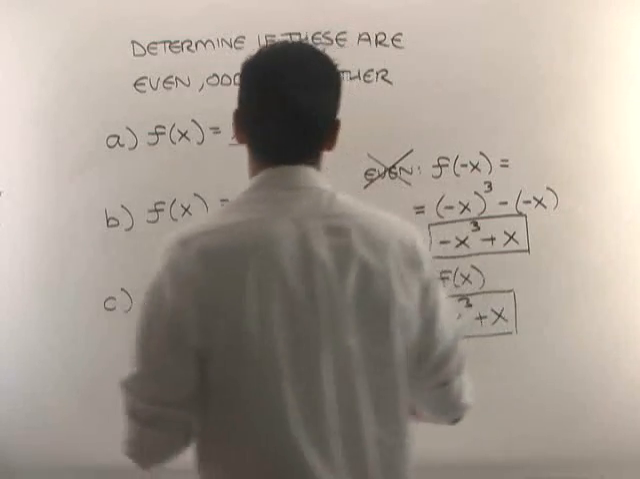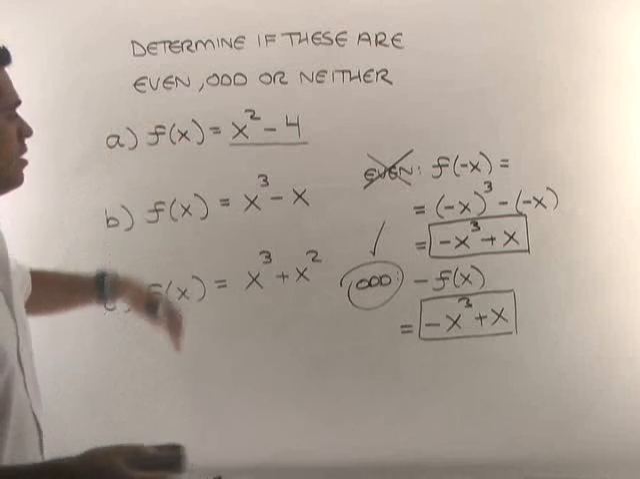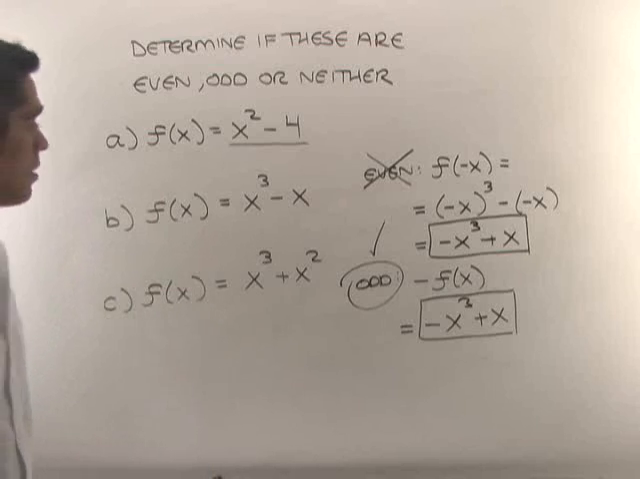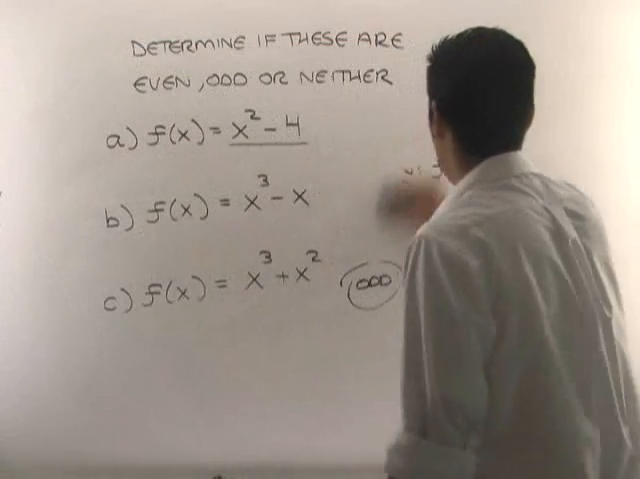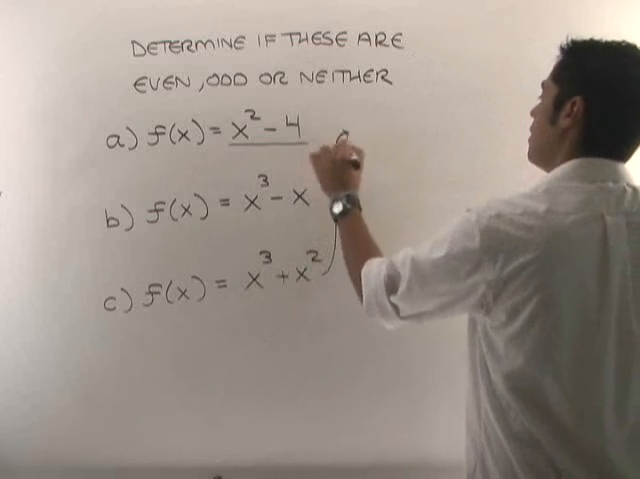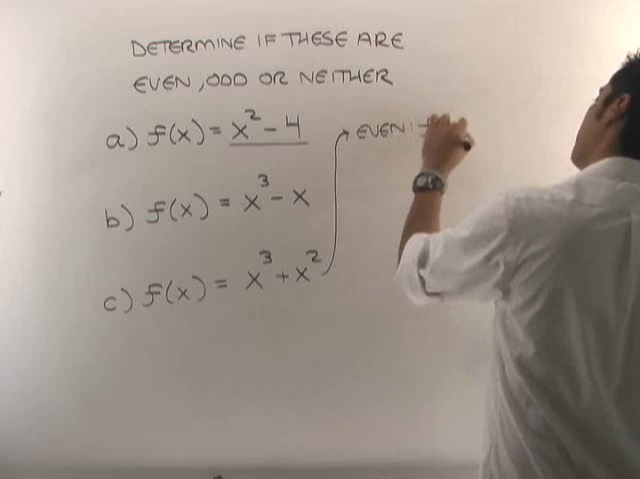The main idea here is that to test for even, odd, or neither, you always start with even, then you go to odd, and then if that fails, you say it's neither. So let's look at our last example here. I'm going to test this one right here, see if it's even first. So the first thing I do is I plug in negative x.